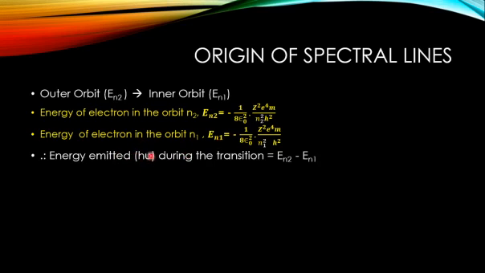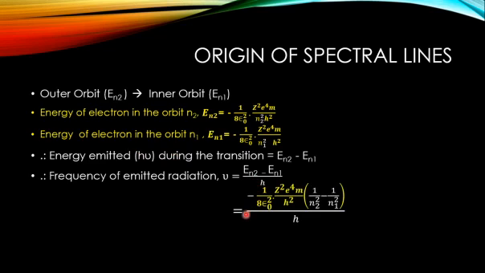From this we can calculate the frequency of the emitted radiation, which is given by nu equal to the difference in energy divided by h. So this is equal to minus 1 by 8 epsilon 0 square, Z square e raised to 4 m by h square, into the difference, 1 by n2 square minus 1 by n1 square, whole divided by h. Now taking the negative sign inside, we get 1 by n1 square minus 1 by n2 square.